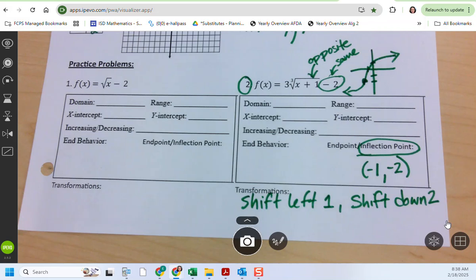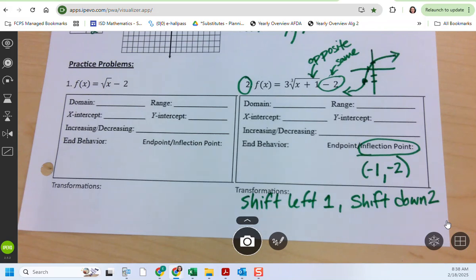Dylan, what could it have done? Even if you're wrong, I don't care. I want ideas. Say it again. It could have stretched it. Who agrees that that is within the realm of possibilities? Maybe the 3 could have stretched it. A couple people are agreeing. Maybe. Good. Did anybody have a different idea?